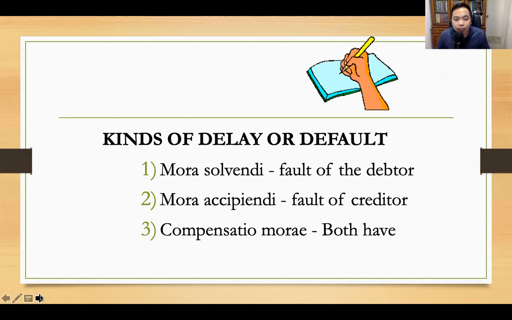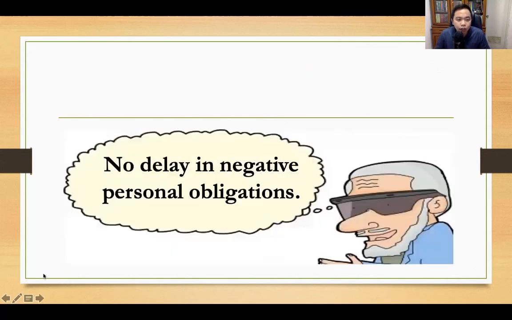In mora solvendi, the fault or delay is in the debtor. Mora accipiendi, the delay in the accepting of the obligation, which is the fault of the creditor. And compensatio morae, where both parties have incurred delay. There is no delay in negative personal obligations.